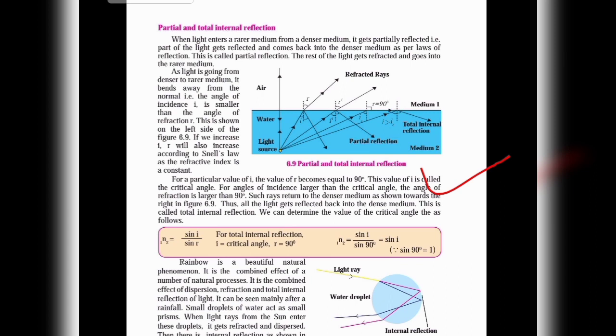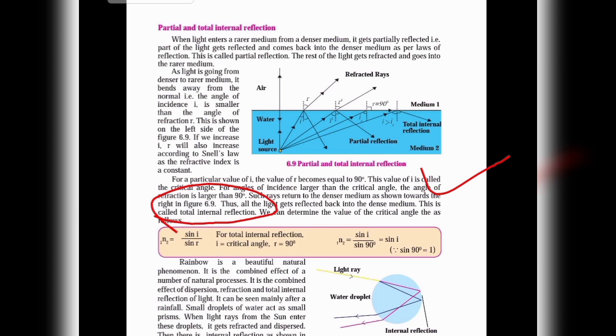Such rays return to the medium as shown towards the right in the figure. Thus all the light gets reflected back into the denser medium. This is called total internal reflection. Remember that when the angle is more than 90 degrees, the light is reflected into the same medium at that point, and that is called total internal reflection.